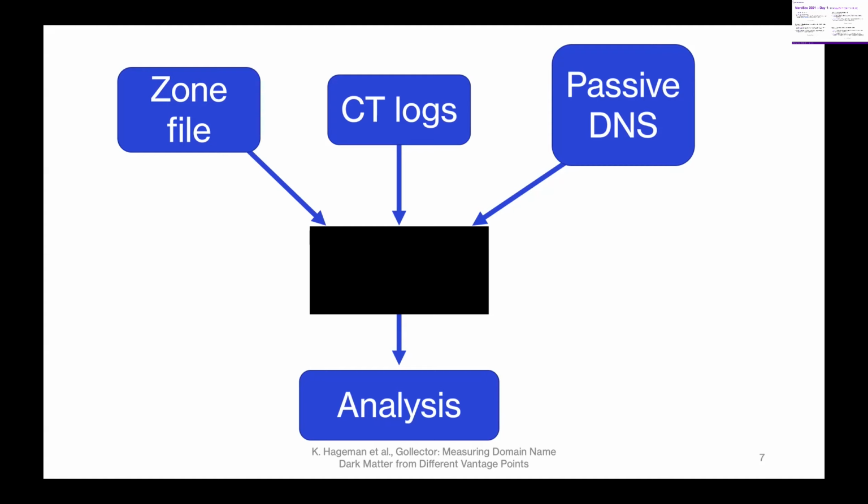In order to do so, we wanted to have a method that collects the information from these different vantage points. In this case, we have 3 vantage points: the zone files, the certificate transparency logs, and different types of passive DNS. We feed these into a black box that allows us to analyze and compare these vantage points easily. The actual implementation of this black box is Gollector.